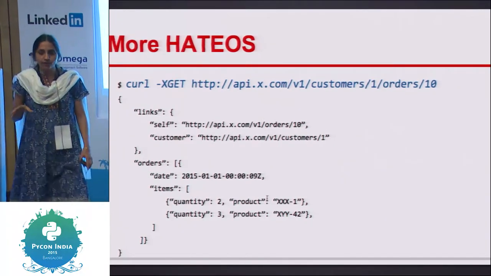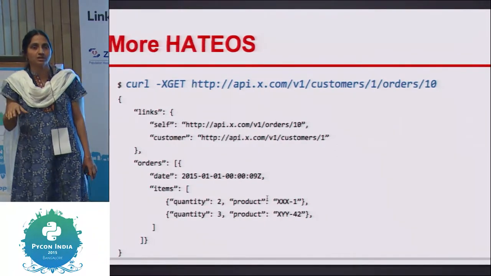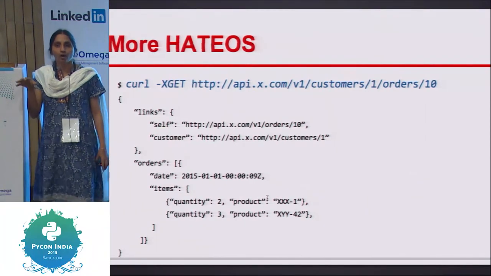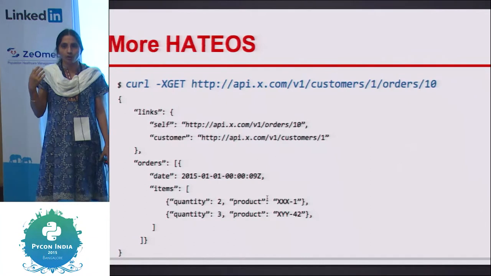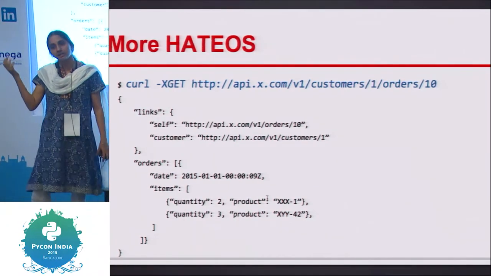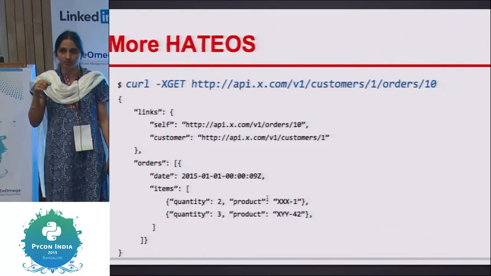So HATEOAS actually adds so much richness to REST because it lets the program intelligently handle how to navigate, or what all the possible actions are as a next step, rather than asking the server every time what the possible action is right now.